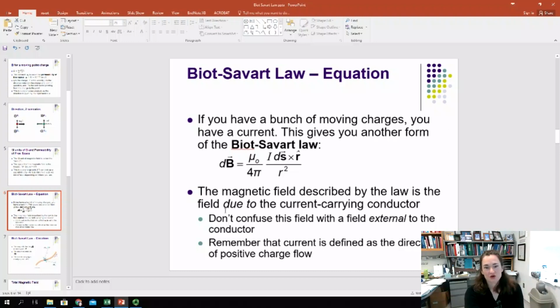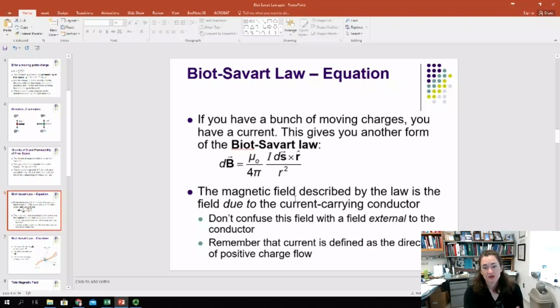All right, so make sure that you don't confuse this expression, the Biot-Savart Law, for the magnetic field that's external to the conductor, because sometimes we have scenarios where you want to know what the force is on a current carrying wire due to an external magnetic field. So make sure you don't make that mistake.